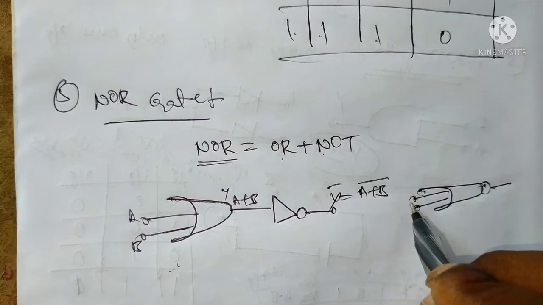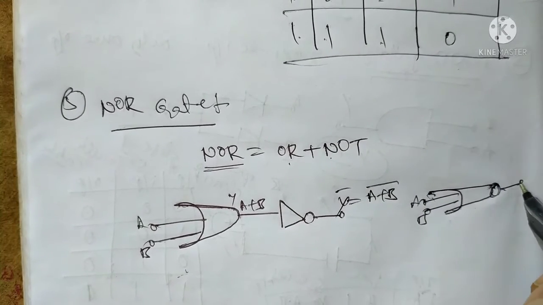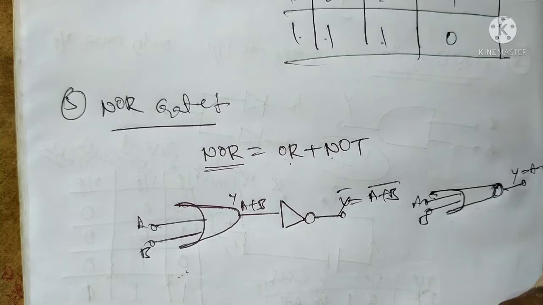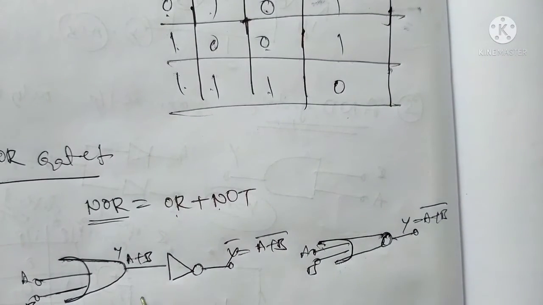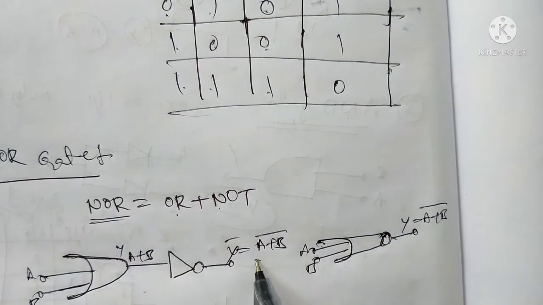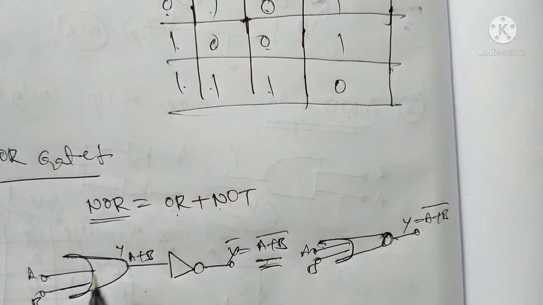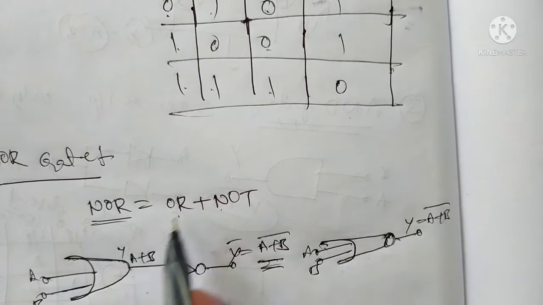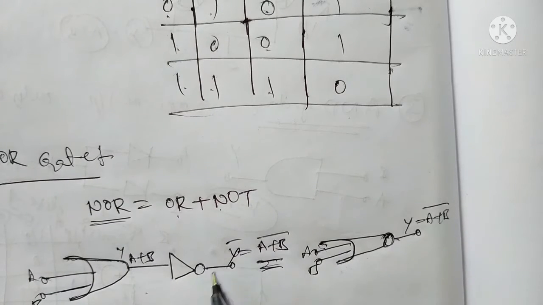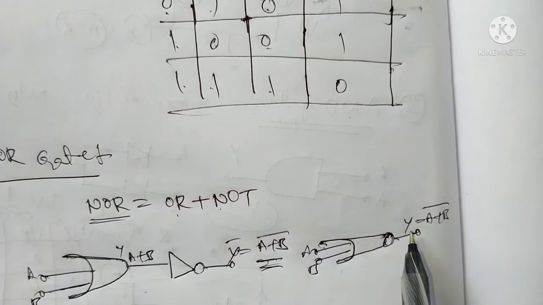It is the A terminal, sorry, it is A, and it is the B terminal. Here this is a NOT gate, and the resultant output is Y, that is A plus B bar. This can be written down like this. Both will be equal. The NOR gate can be symbolized like this or like this. Both are the same. It is a combination of an OR gate and a NOT gate. Both are added, and that is a NOR gate.